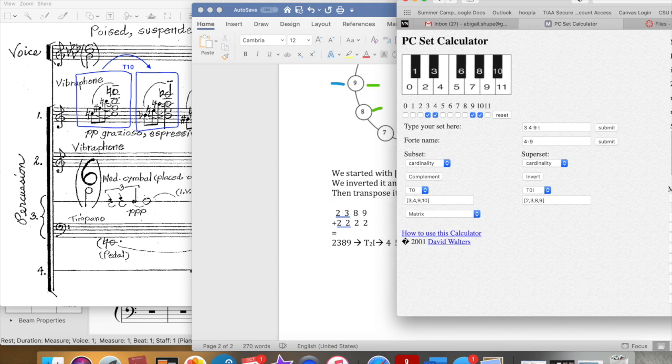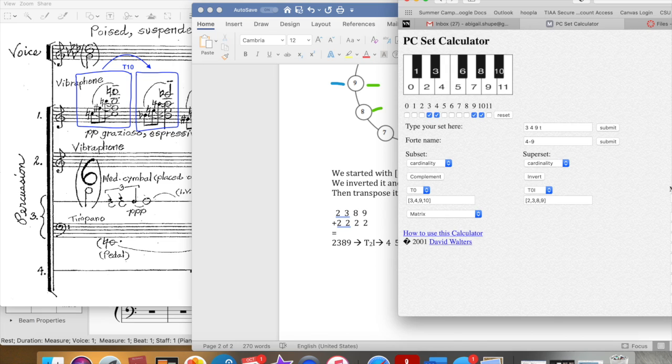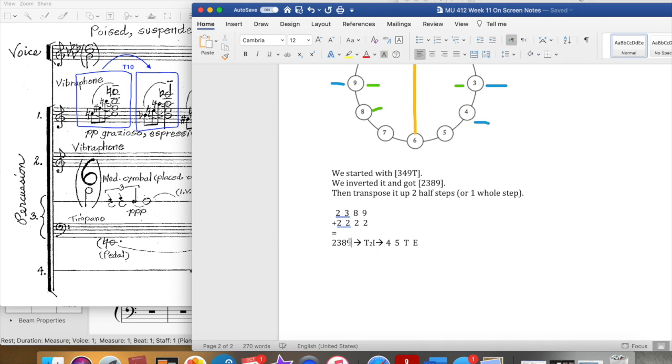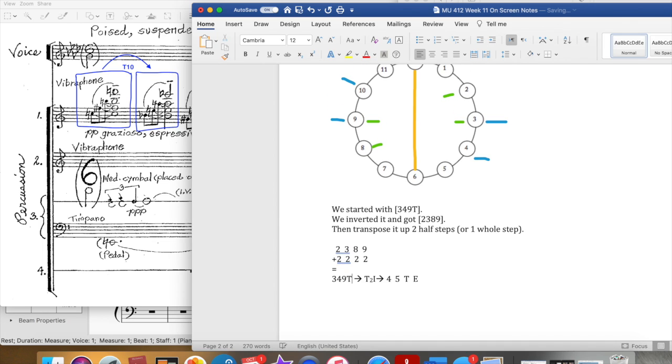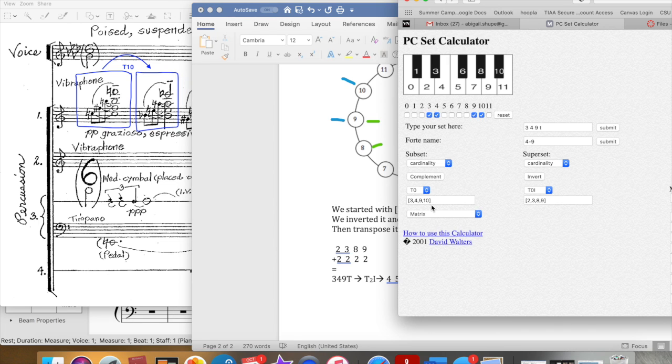3, 4, 9, 10 is where we started. Actually, so that's what I need to put here. 3, 4, 9, T. We inverted it to get 2, 3, 8, 9, and then we added 2 to get 4, 5, 10, 11. So if we start with this, and we do T2I, then we get 4, 5, 10, 11.